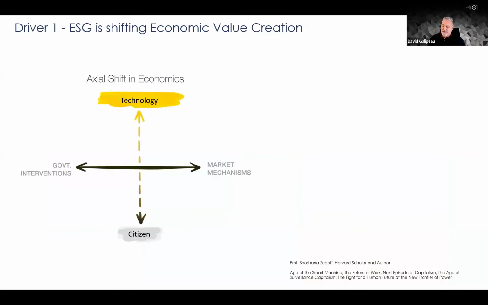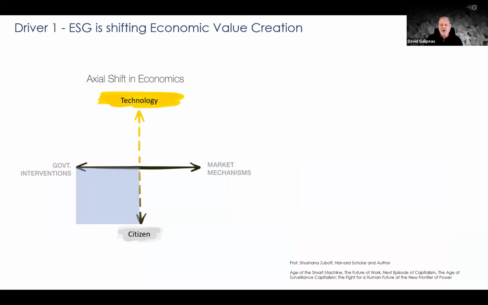So we break it down into 6 drivers. When we look at economic models, they were established 50 years ago. Governments ran most of the economies, and they were pushed really towards citizens. This was sort of the focus. Governments were managing it towards citizens.